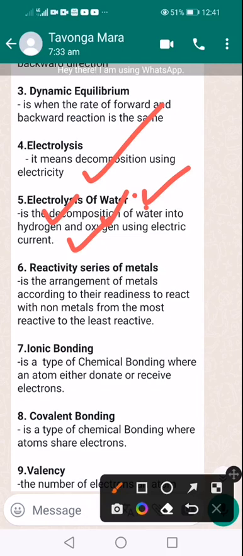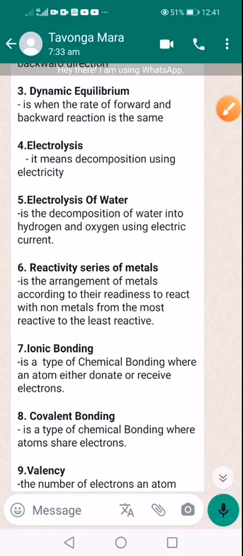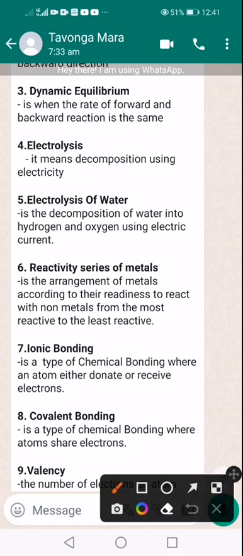Then number 6 was asking you to define reactivity series of metals. What is the reactivity series of metals? Reactivity series of metals means the arrangement of metals according to their readiness to react with non-metals, from the most reactive to the least reactive. For example, if I want to rearrange the metals in order of their reactivity from the most to the least reactive, I can do this.